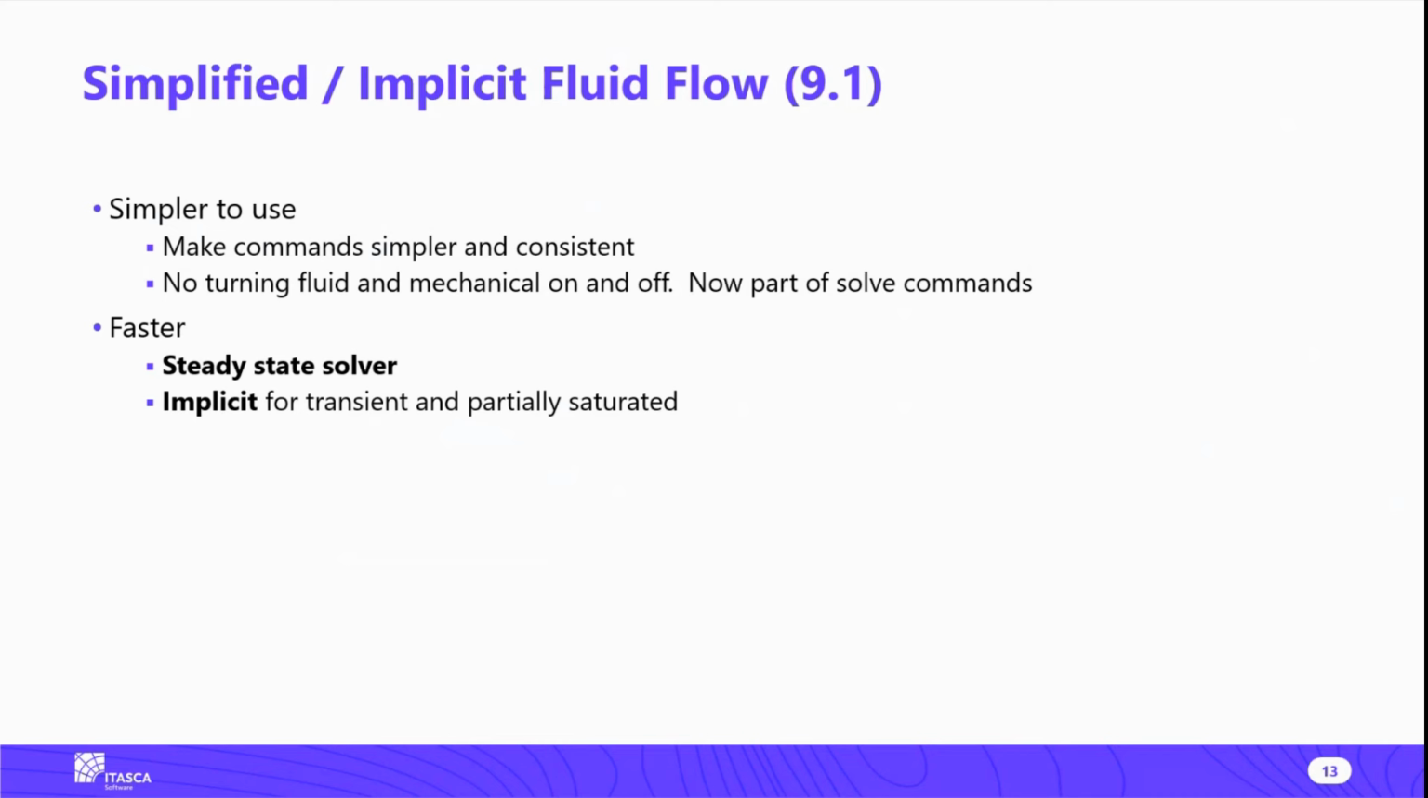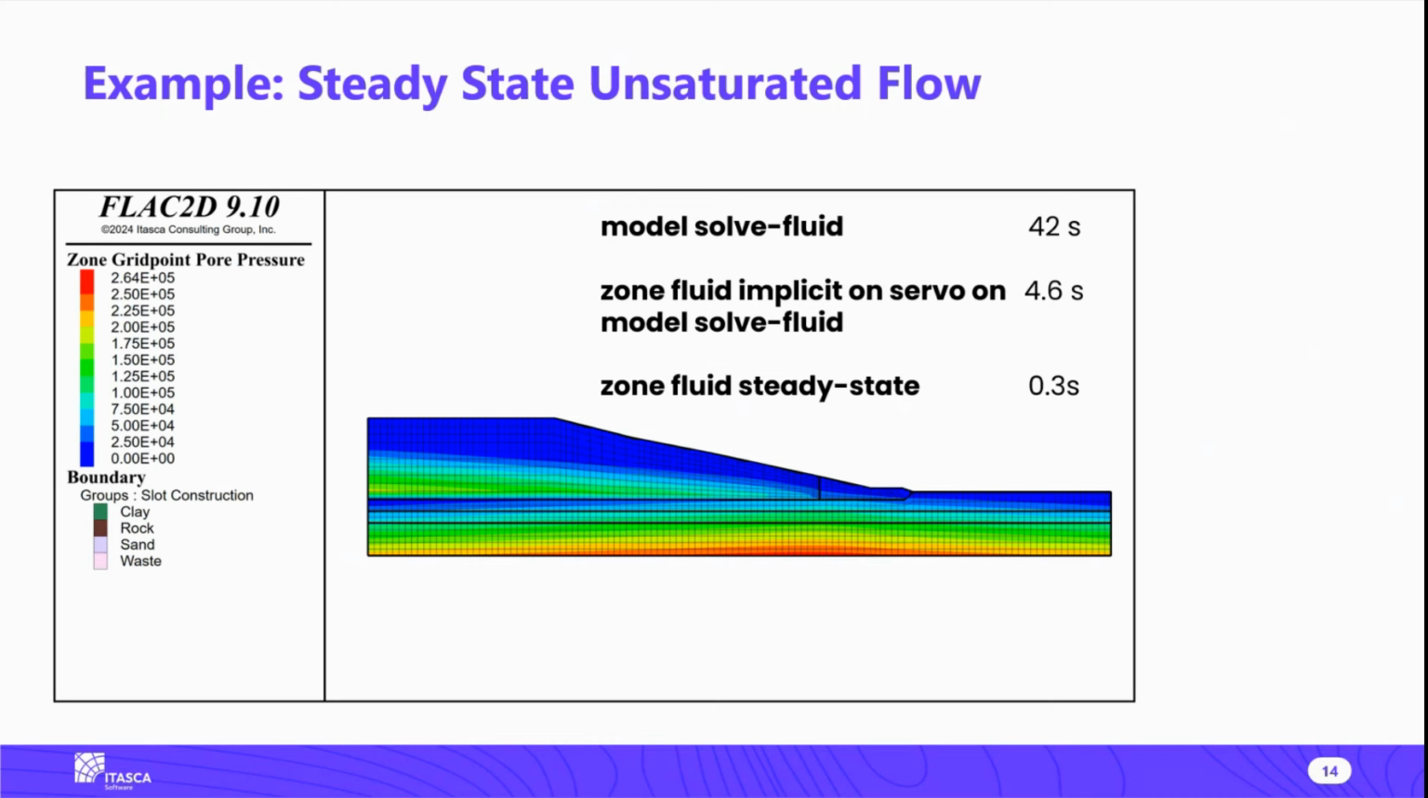focuses was to try and make the fluid flow logic easier and faster. And so part of that was to make the command simpler and make things easier. And part of that was to make things faster by using, number 1, a steady state solver, and number 2, an implicit solver. And both of these things are new in version 9.1 and beyond. So you may have seen this before. I won't talk a lot about it, but just to summarize, this is an example of a slope.